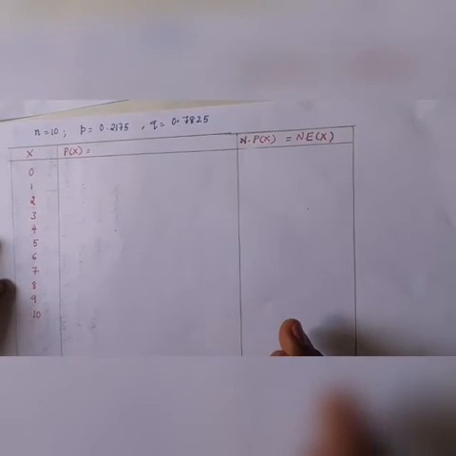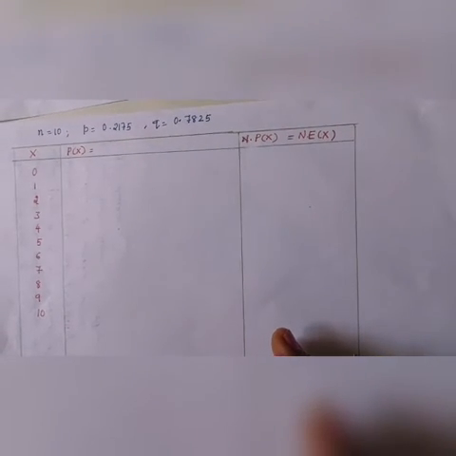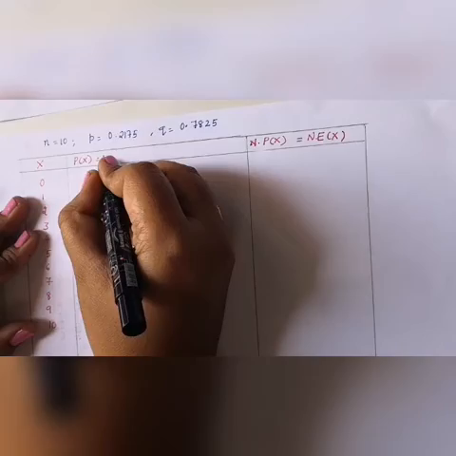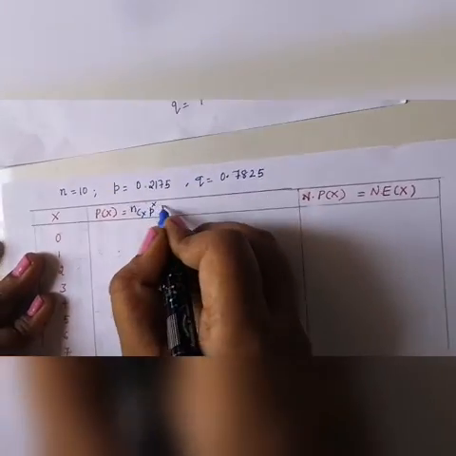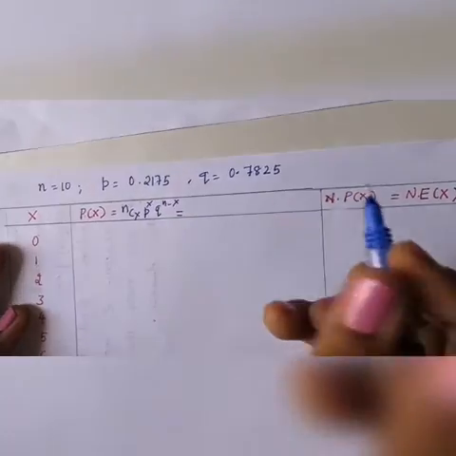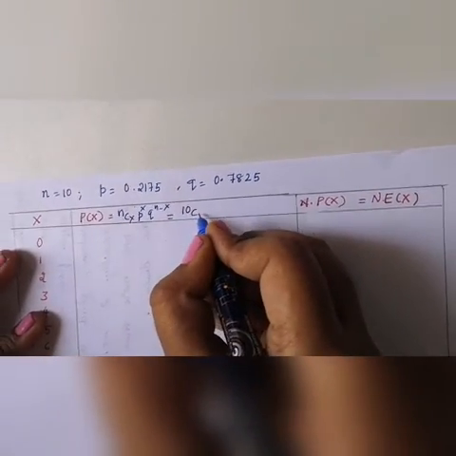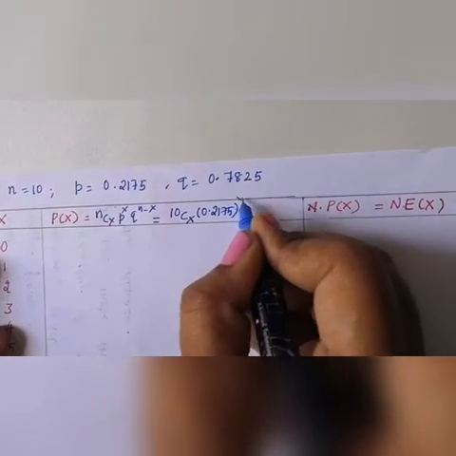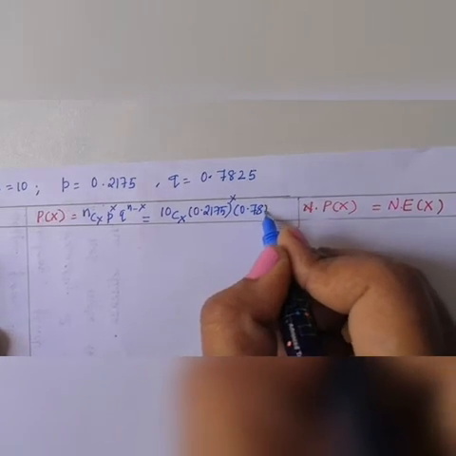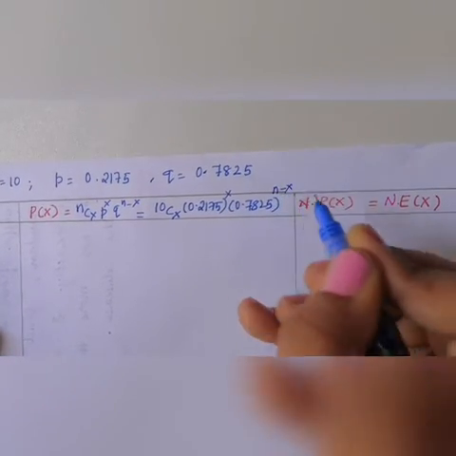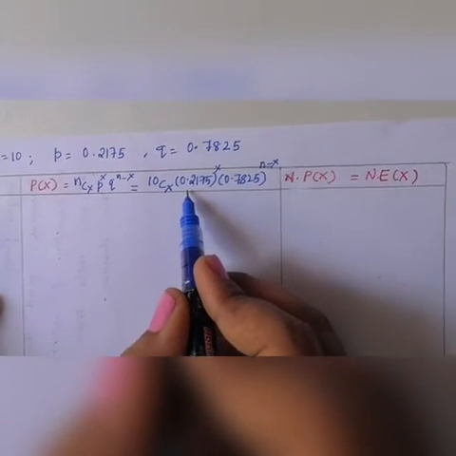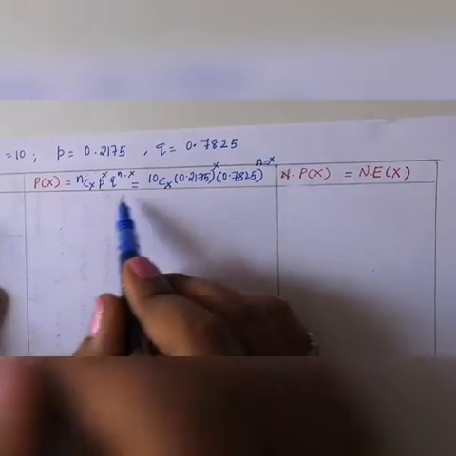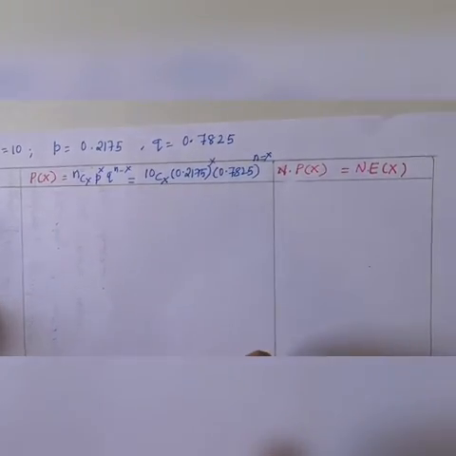Now let us find the probabilities for each of the values of x. So the probability of x for binomial distribution is given by nCx, p to the power of x, q to the power of n minus x. Same thing, I'm substituting the values. N is equal to 10 Cx, p is 0.2175 to the power of x, q is 0.7825 to the power of n minus x. Now substitute the values of x for each of the variables, and then write the values.